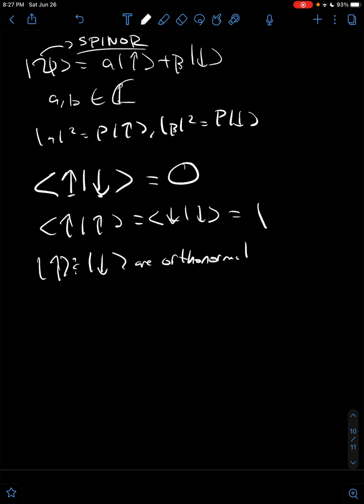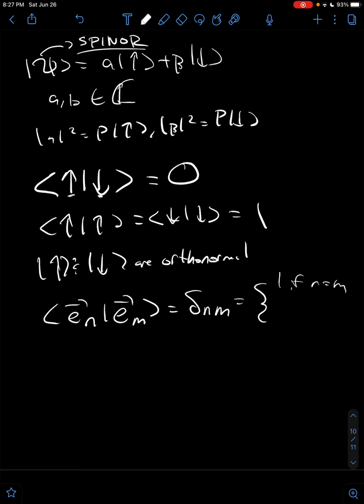We can write these spin states in a more abstract way and say that e_n dotted with e_m equals the Kronecker delta of n and m, where the Kronecker delta is 1 if n equals m and 0 if n is not equal to m.